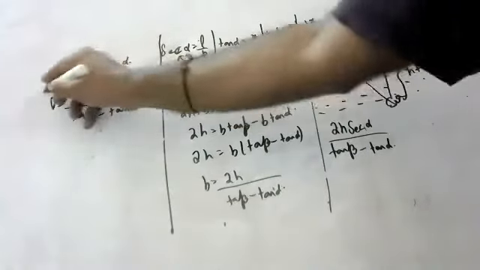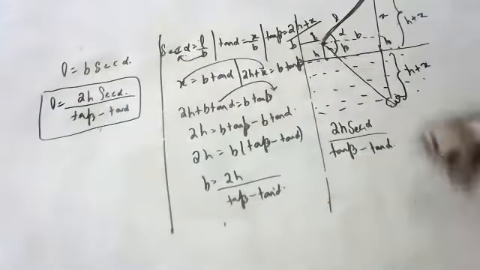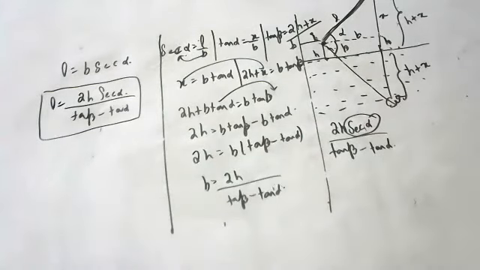I told you, children, the question is wrong. There was a printing mistake. That's why I changed this into secant alpha. Then only you will get the distance of the cloud. Like this we have to do, children.